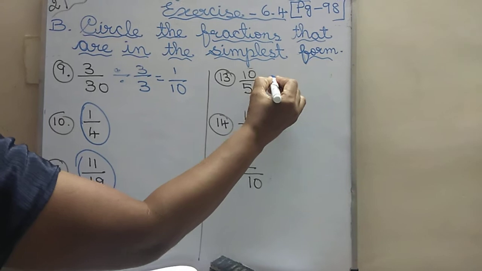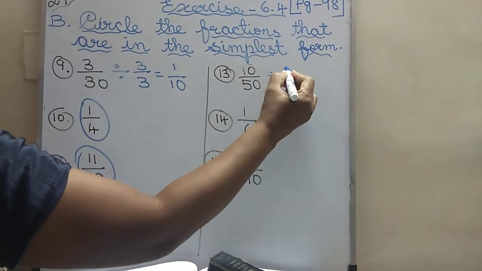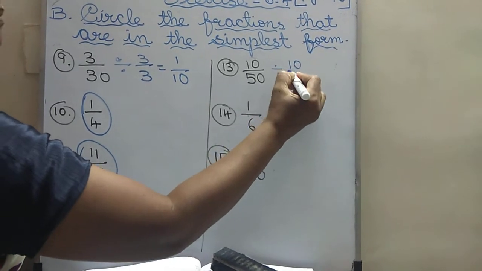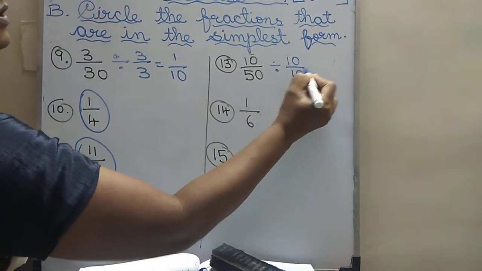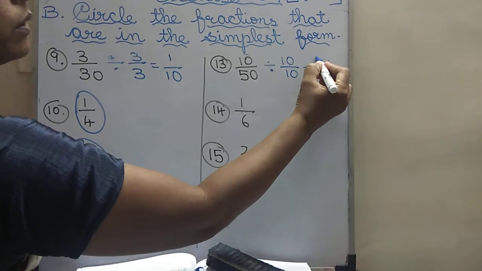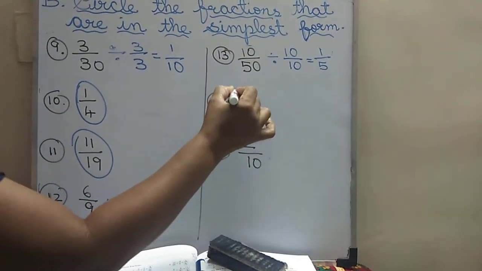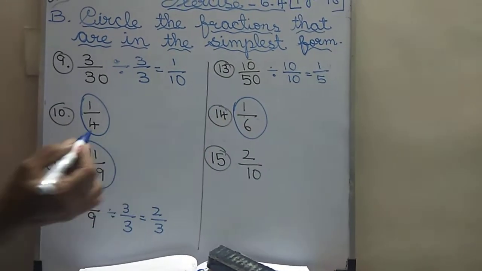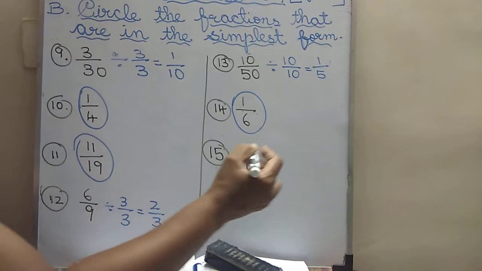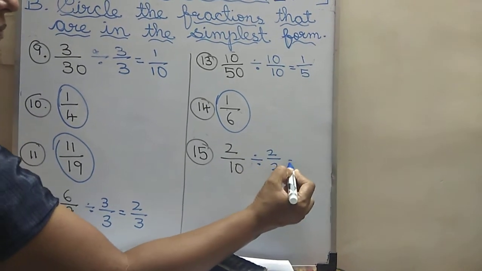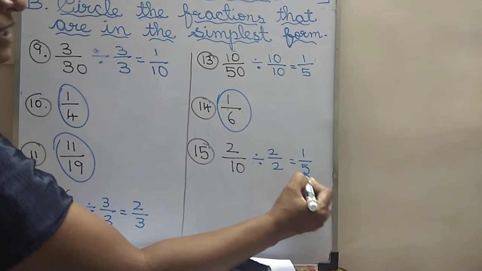And then this one goes in the 5 table, isn't it, children? Otherwise what we can do? You can put it in the 10 table. 10 by 10. So what will come? 1 by 5. And here 1 by 6 doesn't go. So this is the simplest form. And here this one goes in the 2 table. 1 2 is 2, 5 2s are 10.